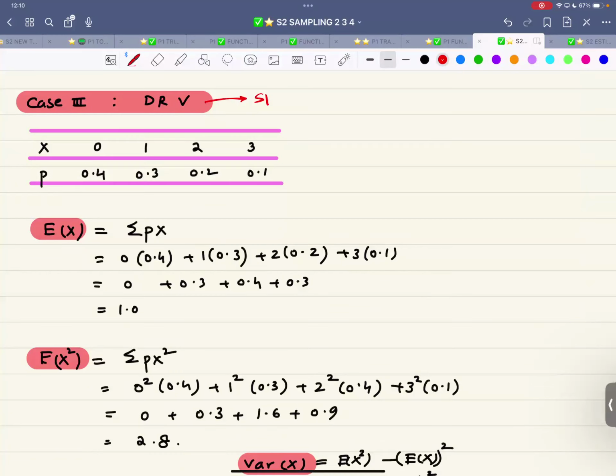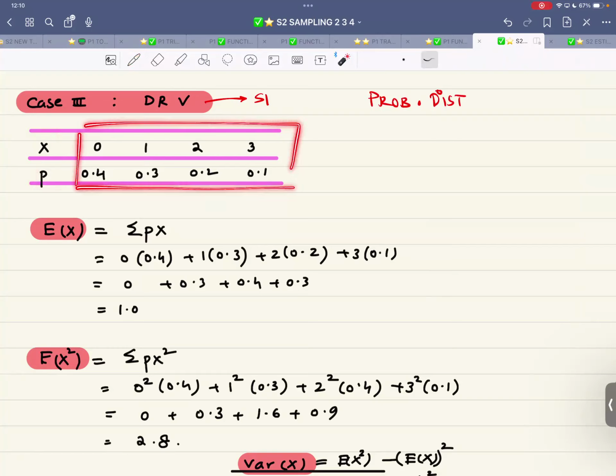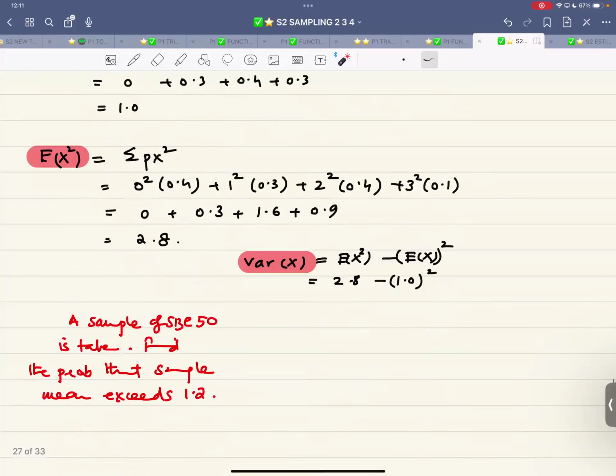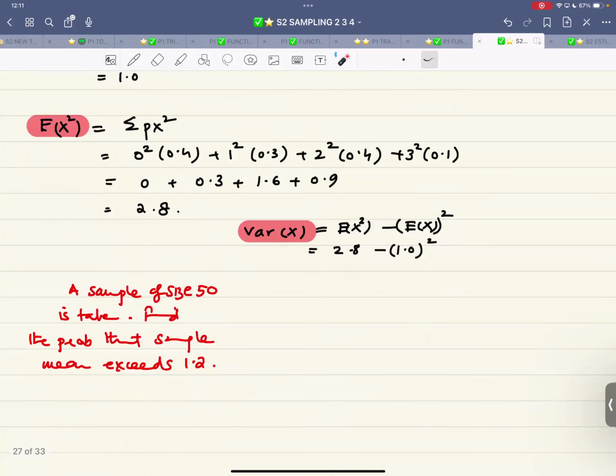Now, we know that in S1, we have studied probability distribution, discrete random variable. Values of X are given, corresponding probabilities are given. I've just made up a table. All the probabilities add up to 1. Expectation of X, sigma Px. I have calculated expectation, I have calculated expectation of X square according to the formula, and I have calculated variance of X.